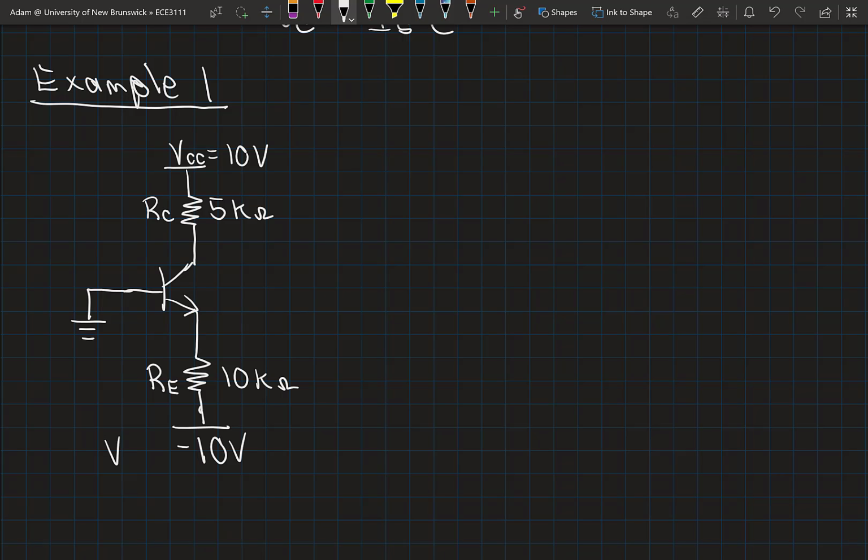And this we'll call VEE. Okay, these namings of the power supplies may look familiar. This is some of the same convention you'll see on integrated circuits, VCC and VEE.